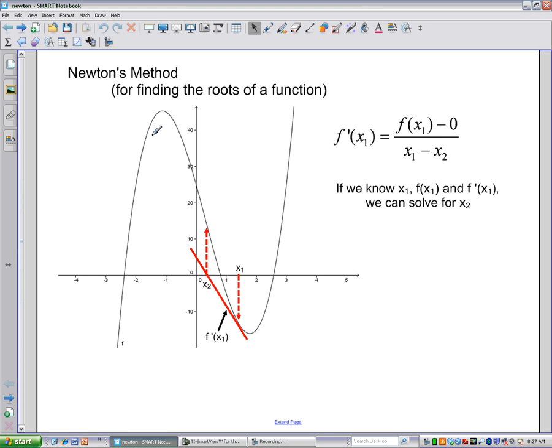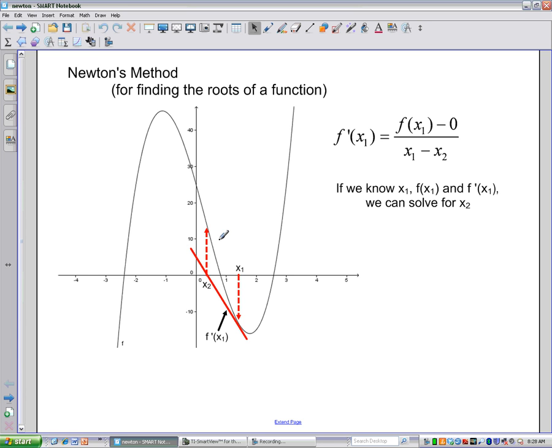Good morning. We're going to start with Newton's method. It's an application of differentiation. It's another way that we use derivatives to find things out. One of the things we're going to try to find out today is how to find the roots of a function. We know how to find the roots of, say, a quadratic function using factoring, using the quadratic formula.